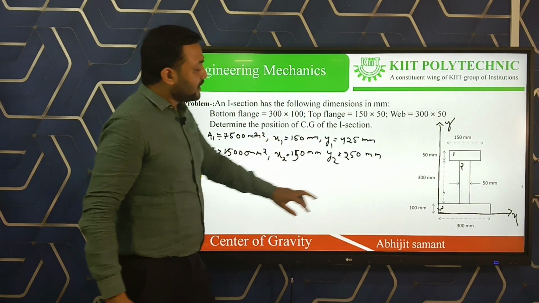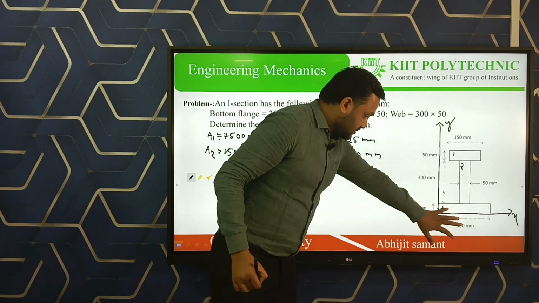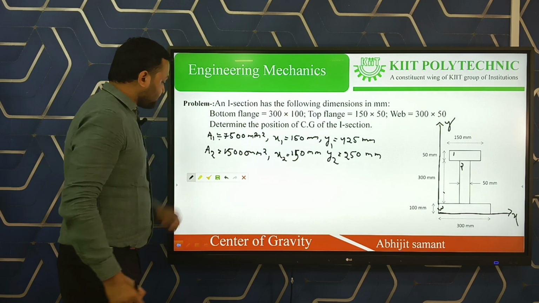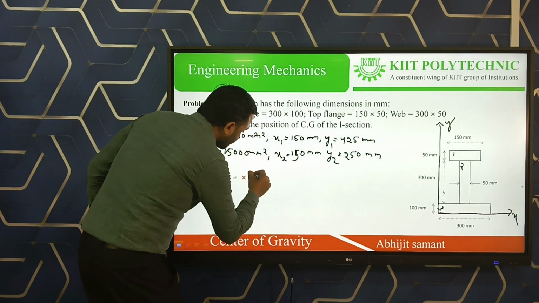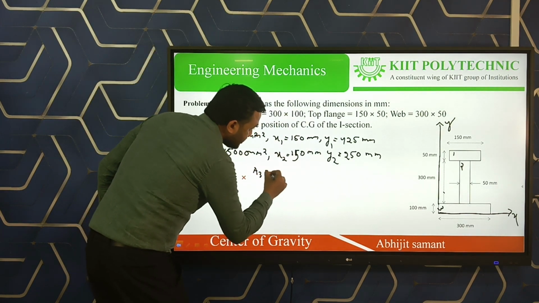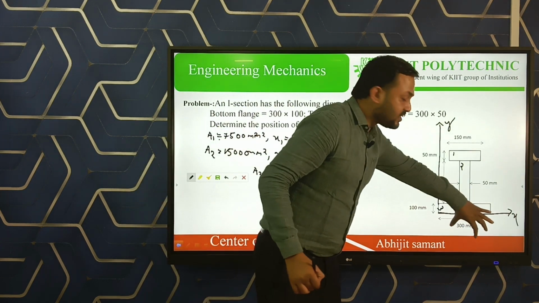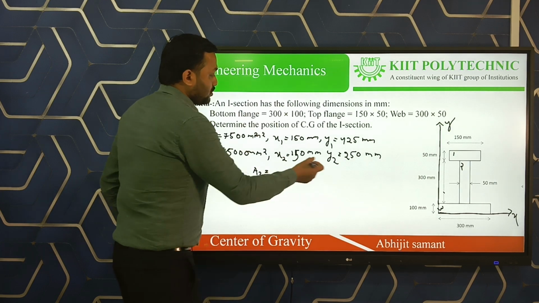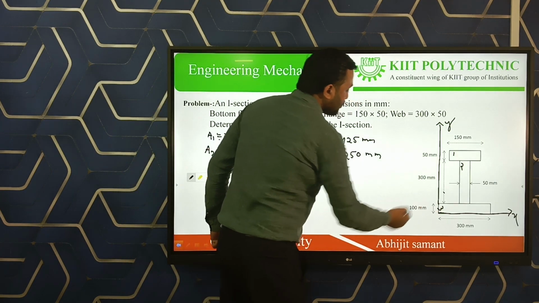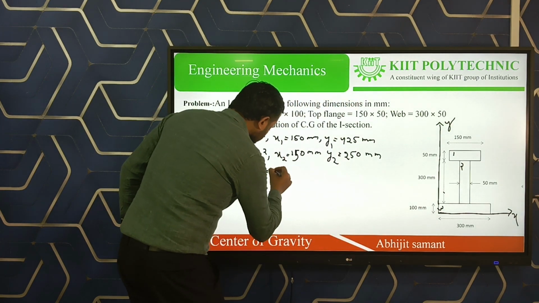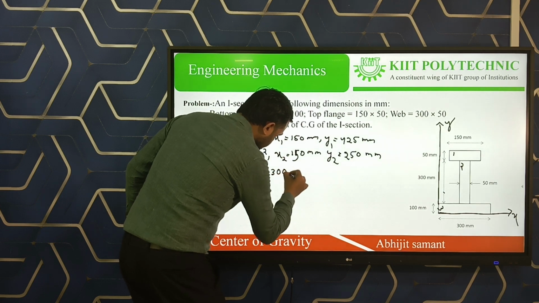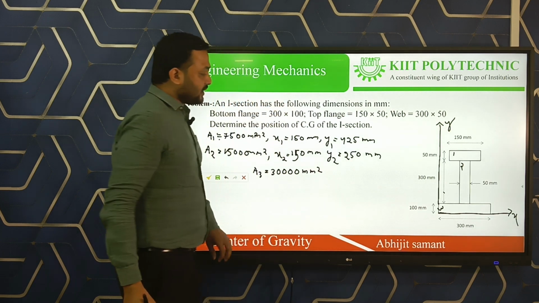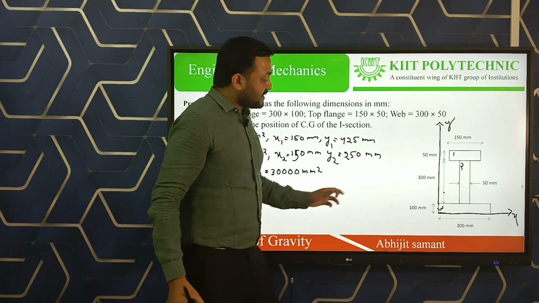Finally, we have to find the area of the third rectangle and its x3 and y3. The area of the third rectangle, A3, is equal to 100 mm into 300 mm. For a rectangle, this is length into breadth. We already know that, so the area is 100 mm into 300 mm, which is 30,000 mm square.